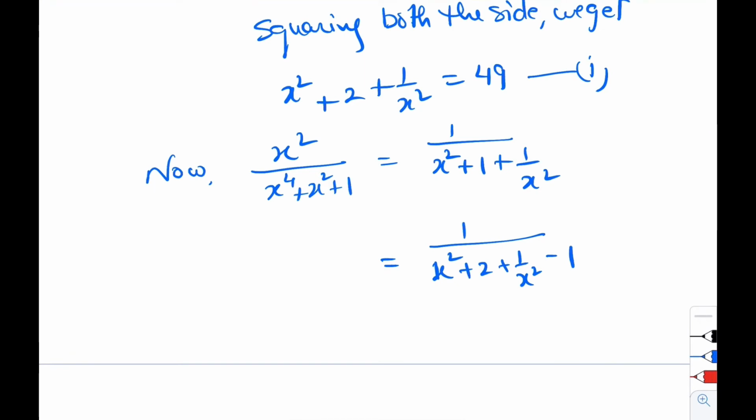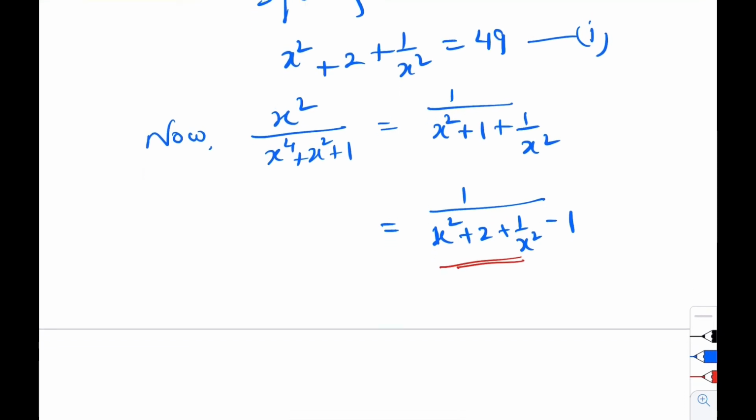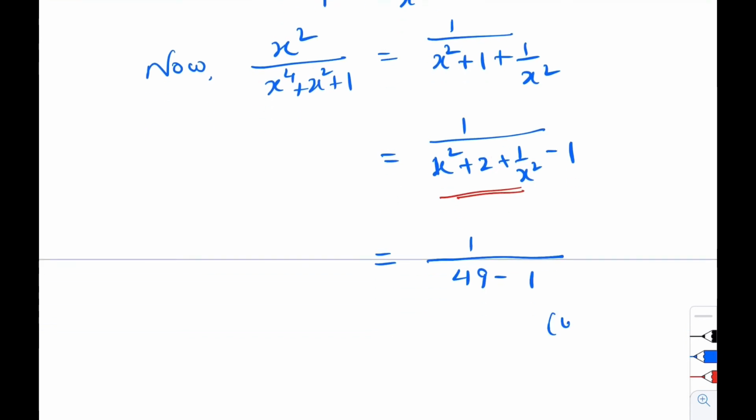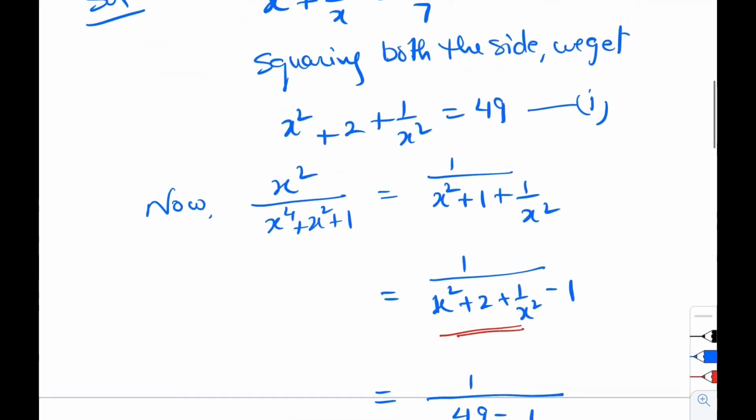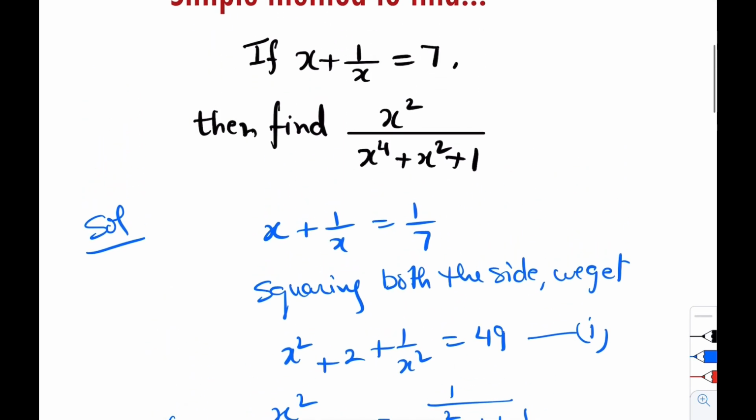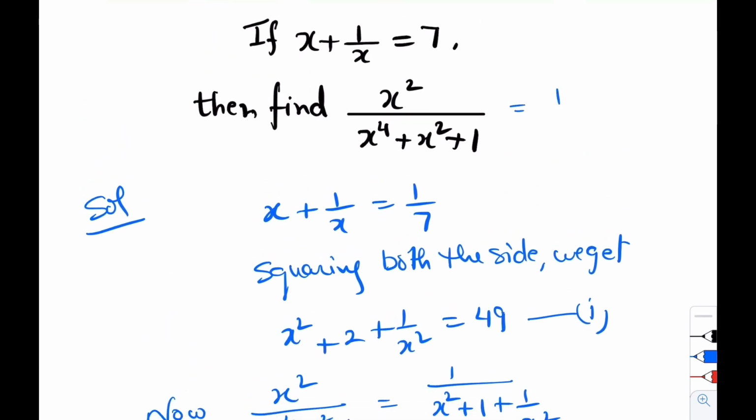So we substitute the value of this from equation number 1. So we get this is equal to 1 upon 49 minus 1, using equation number 1. So this is equal to 1 upon 48. So our answer is 1 upon 48. So it means this is equal to 1 upon 48. This is our answer.